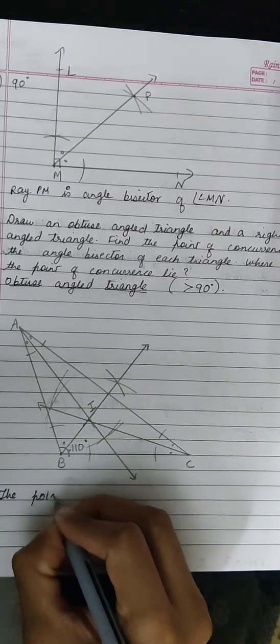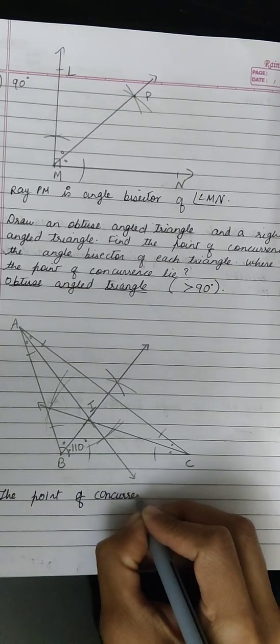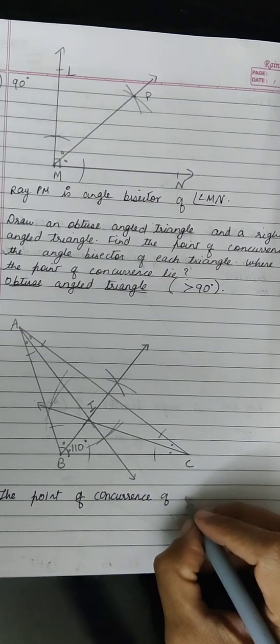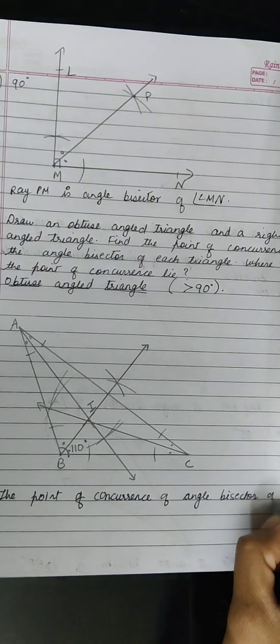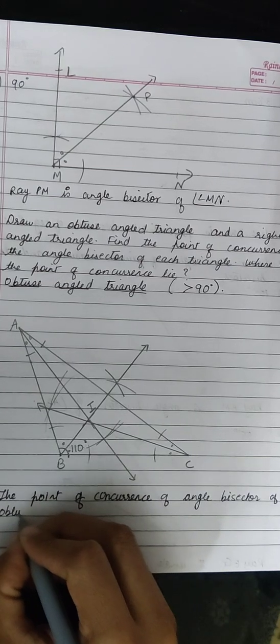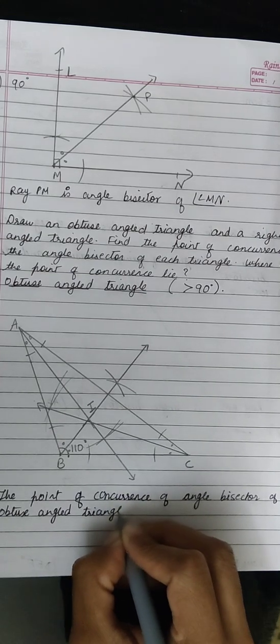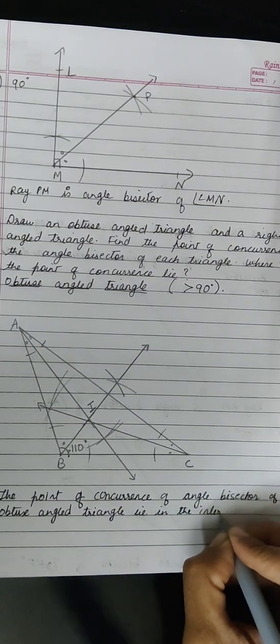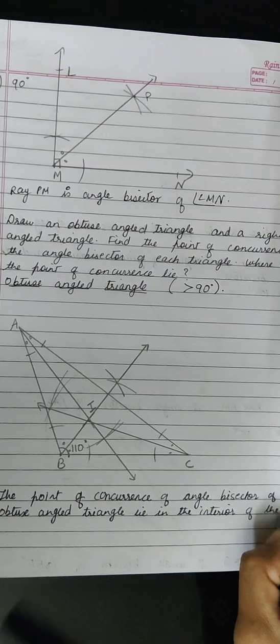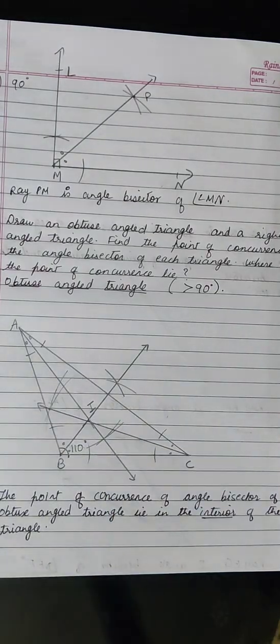So the point of concurrence of angle bisectors of an obtuse angle triangle lies in the interior of the triangle. So interior means inside the triangle. Okay, next is the right angle triangle.